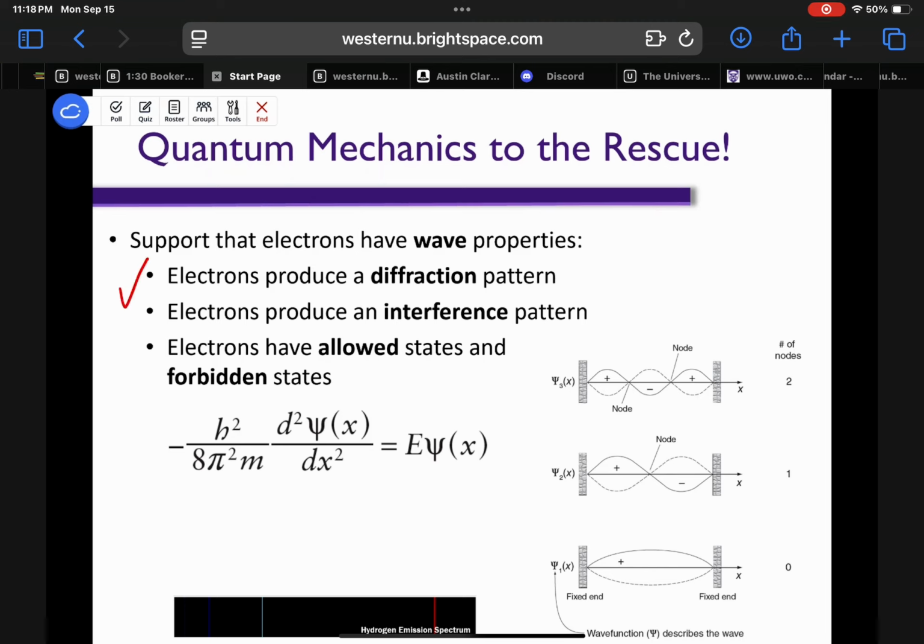The first two are that electrons can produce a diffraction pattern. So they expand to fill up the space, kind of like light does. And electrons can produce an interference pattern. So if we have electrons going through one little slit and another electron beam going through another slit, they can undergo constructive and destructive interference, depending on how we add the maxima and the minima. So they can amplify one another, the amplitude can get higher, or they can kind of cancel each other out if they're completely out of sync. Waves can do that, and electrons can do that as well.